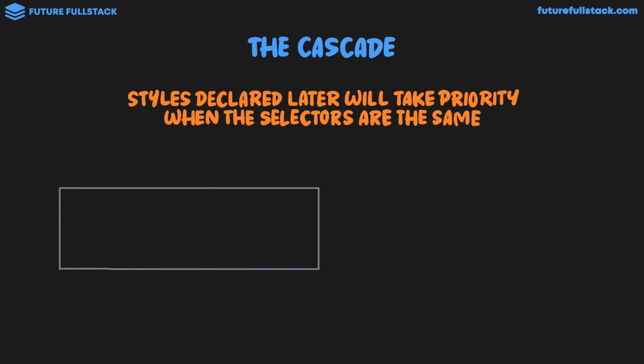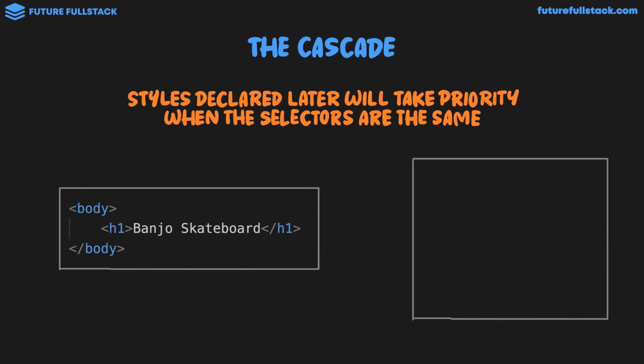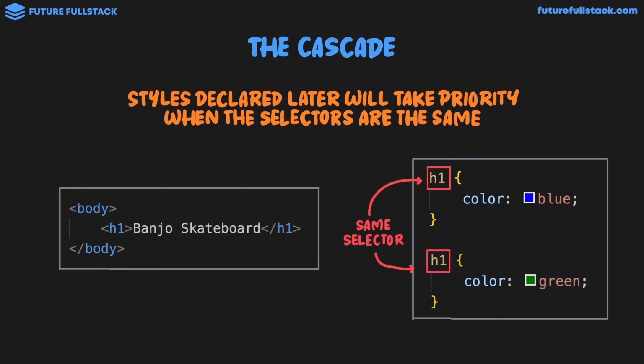For example, looking at this snippet of HTML, we have an H1. In CSS, we could style the selector by using the type selector to grab the H1 and then give it a color of blue. Later on in the sheet, we can grab the H1 again using the type selector. So in this example, we're using the same selector, the H1 type selector. And we know because of the cascading nature of CSS, styles declared later will take priority. So in this case, green overrides blue. So the H1 will no longer be styled blue, it will be styled green.